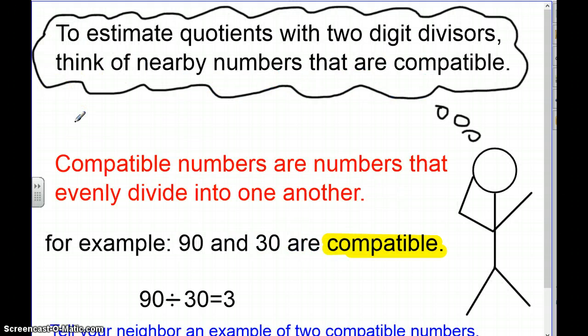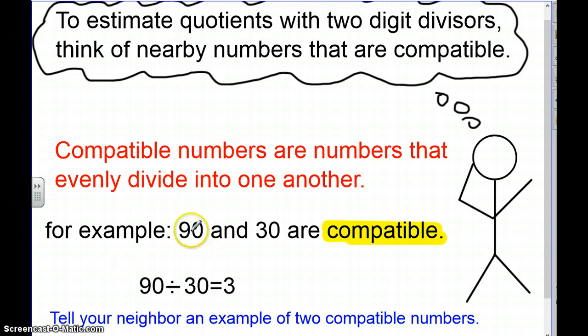All right, so we're going to be learning a new word today, and that's called compatible numbers. In order to estimate quotients with two-digit divisors, it's important to think of nearby numbers that are compatible. Compatible numbers are numbers that evenly divide into one another. For example, 90 and 30 are compatible because 90 divided by 30 equals 3. It is evenly divided. Another example of compatible numbers are 20 and 10. 20 and 10 are compatible because 20 can evenly be divided by 10, giving you the answer of 2.